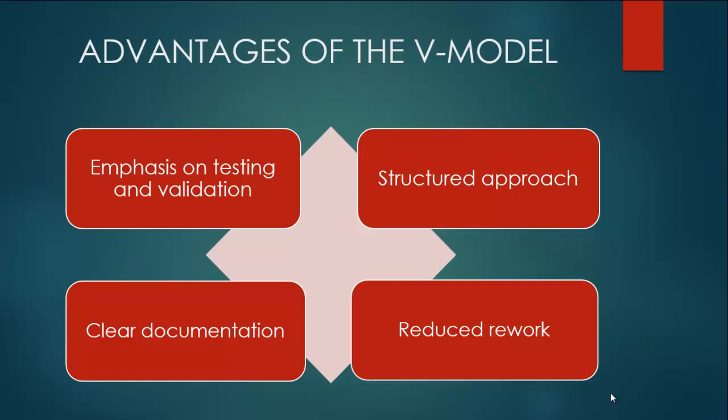Then, clear documentation. Don't forget that the disadvantage of the Spiral model and the Agile model is limited documentation. So the V model is an improvement on these previous models by having the advantage of clear documentation. The V model requires documentation at each stage of development, and this makes it easier to maintain and support even in the long run.